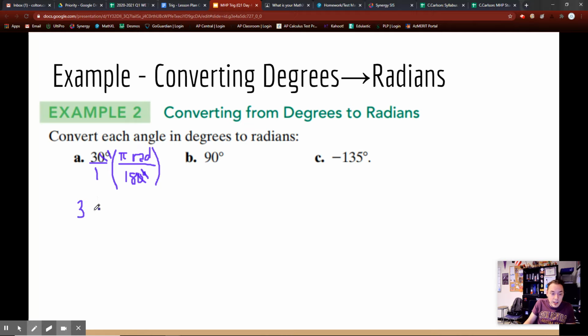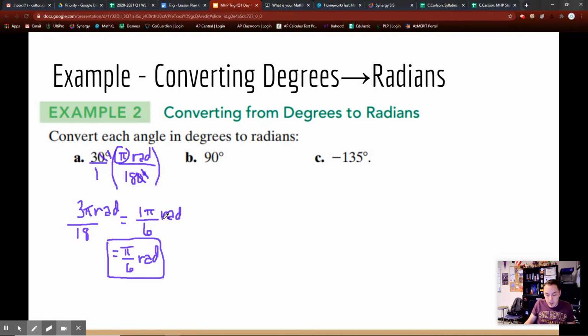So what am I really left with? I'm left with 3 pi radians all over 18. I forgot my pi. Don't forget your pi. So 3 pi radians all over 18. So I'm really left with 1 pi radian all over 6. Do I really need to write the 1? No. So this is pi all over 6 radians. Okay, that's what I have. Perfect, perfect, perfect. Now let's do the next one.